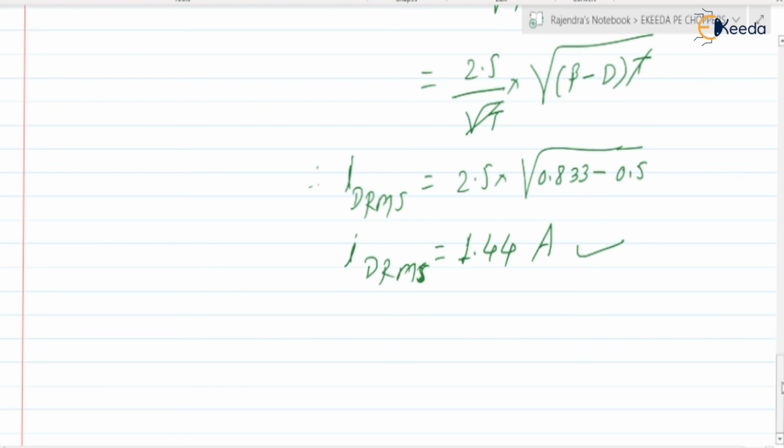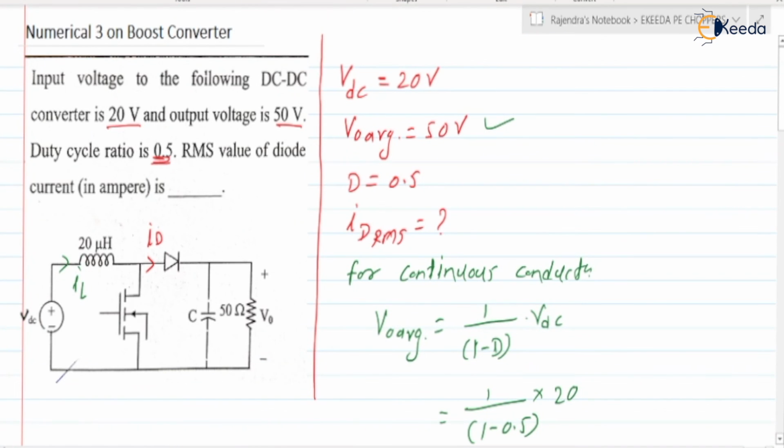Are you getting the point? So this is about numerical number 3, related to the boost converter, but this example is related to the discontinuous conduction. How to check whether the conduction is continuous or discontinuous? First of all, we need to check for the continuous conduction whether, with a given duty cycle and given input voltage, the output voltage specified is correct or not. If it is not, then we need to go for the discontinuous conduction.